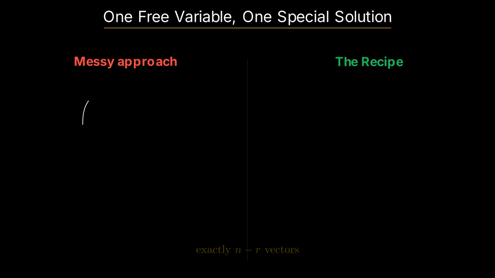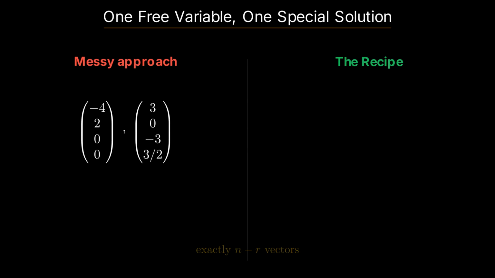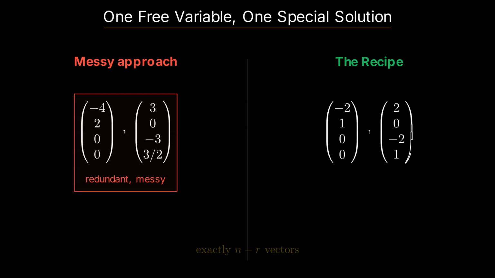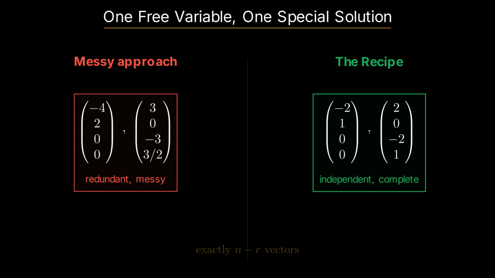On the left, the messy approach might give us vectors like negative 4, 2, 0, 0, and 3, 0, negative 3, 3 halves. These are redundant and messy. But the recipe on the right gives us two clean vectors, negative 2, 1, 0, 0, and 2, 0, negative 2, 1. These are independent and complete. Then notice the arrow. The recipe always gives exactly n minus r vectors. Let me show you how it works.